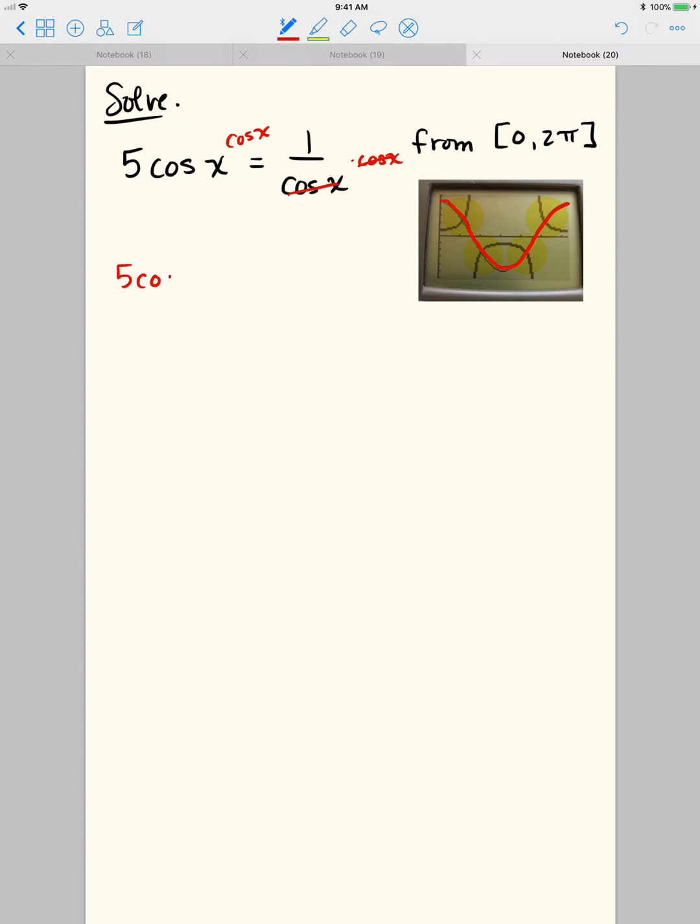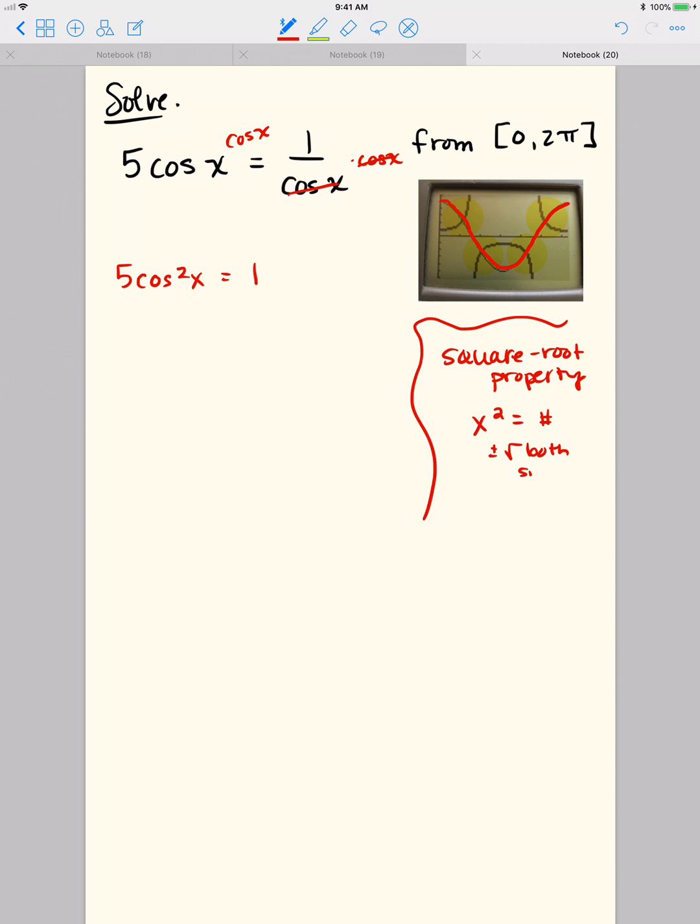On the left side, I have 5 cosine squared equals 1. Okay, I have a function that's squared, and I'm trying to solve for x in that function, and we can use our square root property that we've done before, when we had x's. The square root property said if you have x squared equals a number, you get that x by itself, then you can plus and minus square root both sides to find your solution. So your x would have been plus and minus the square root of whatever that number was. It's called the square root property. Use it to solve quadratics that just have an x squared and a number.